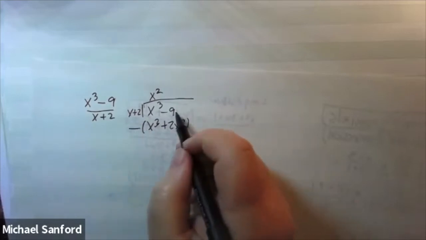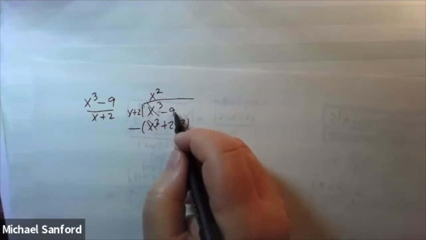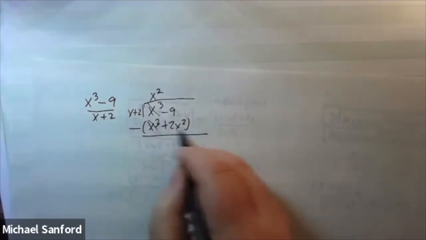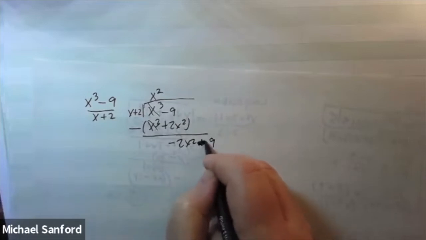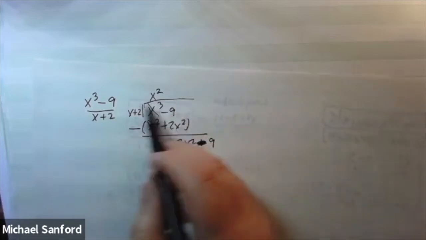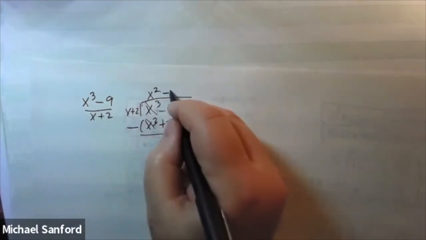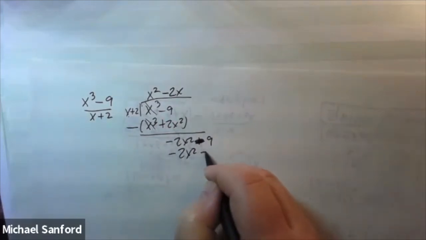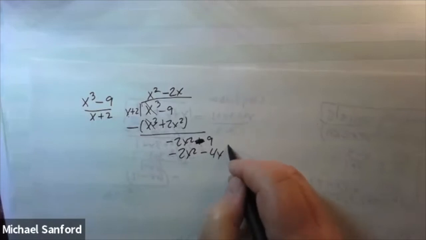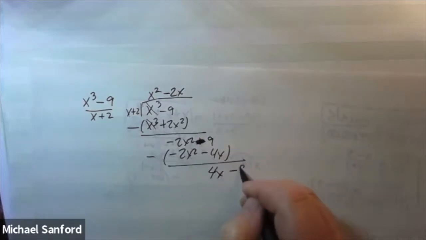Now I subtract. So these go away because that's the way it's set up. Then I get nothing minus this, so I get -2x squared plus minus 9. So now I ask myself, what do I have to multiply x by to get -2x squared? Well, I multiply by a -2x. So it gives me -2x squared minus 4x. And then I subtract. And this would give me, well, there's no x's, so this would be 4x minus 9.